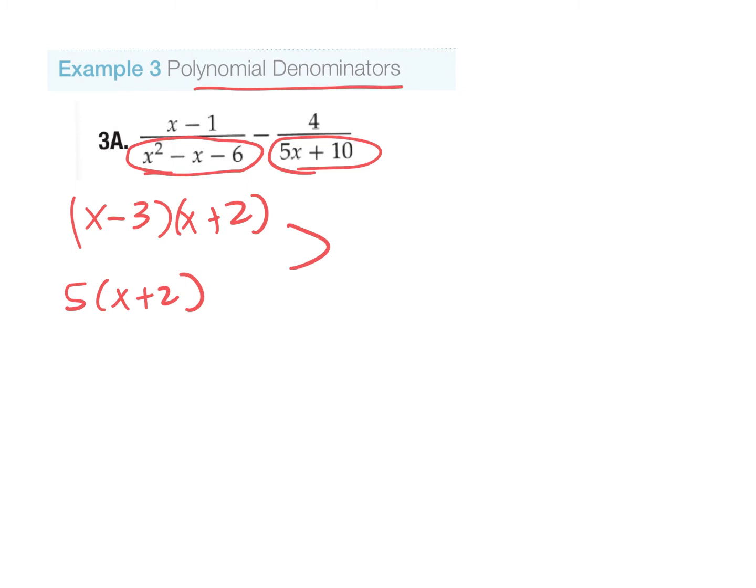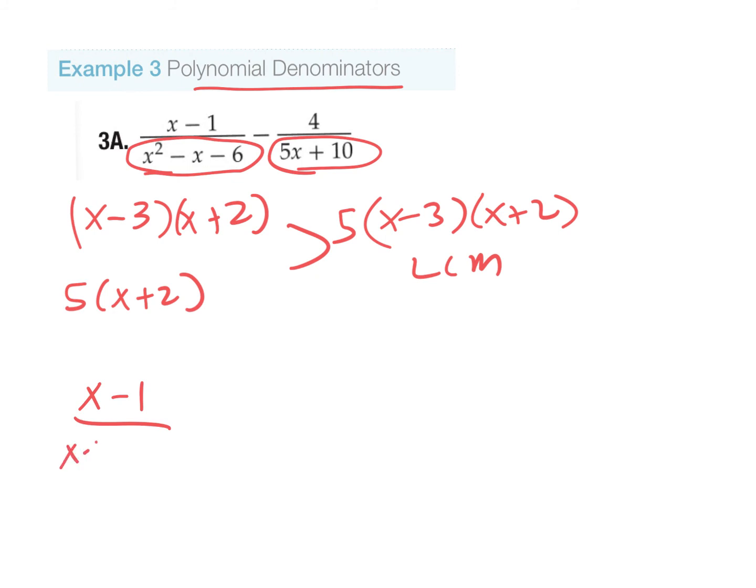So now our lowest common multiple will be every factor used the most. So x minus 3 is going to be part of it, and then x plus 2 is once, and we have a 5. So there is my lowest common multiple. And so now I'm going to do the same process. I'm going to look at my numerator, x minus 1, and if I know this is x minus 3 and x plus 2, what's missing from this denominator to the lowest common multiple? Well, it's only a 5, so I'm going to multiply the numerator by 5.